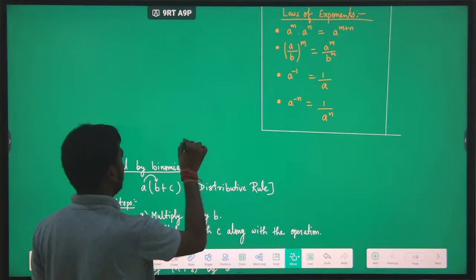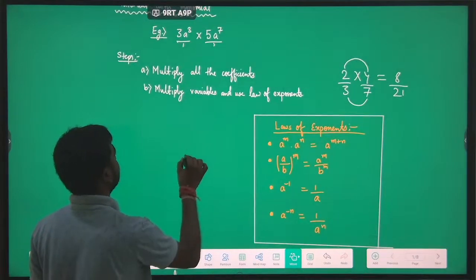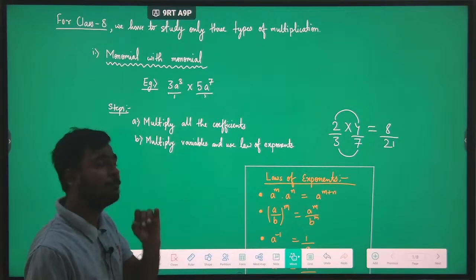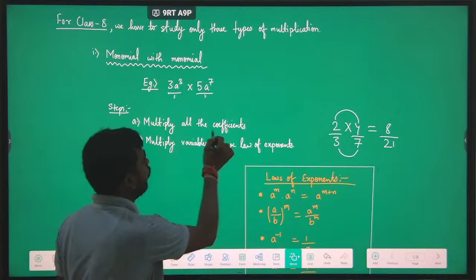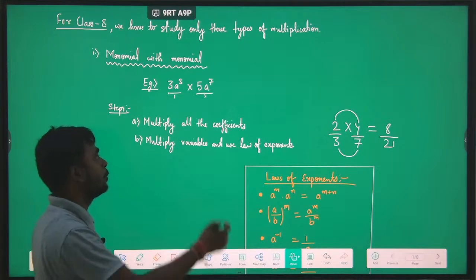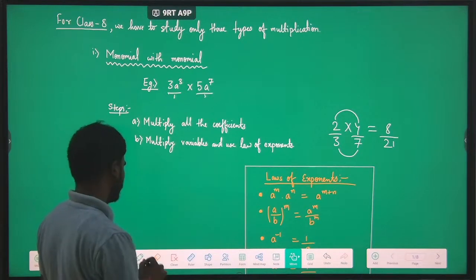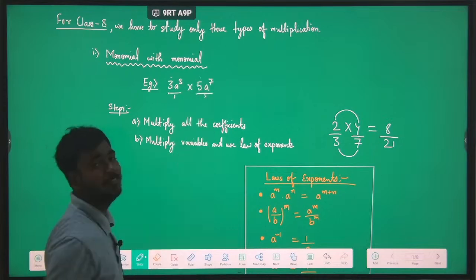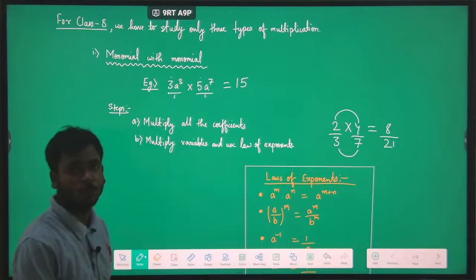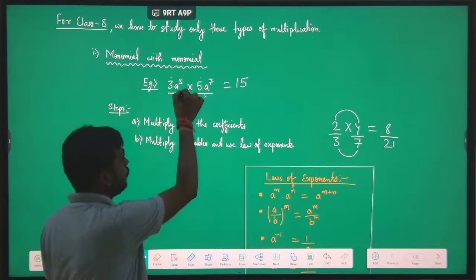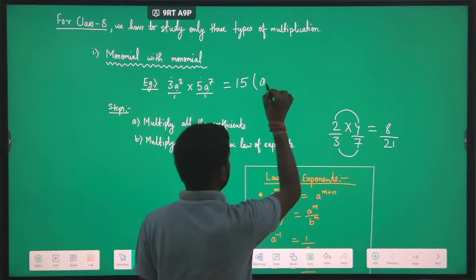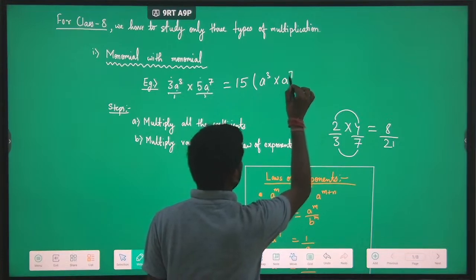How will we multiply monomial with monomial? So this was our question. What do we have to do? We have to multiply all the coefficients first. When we are multiplying monomial with monomial, we have to multiply the coefficients first. So this 3 will be multiplied with 5 and we will get 15. 3 into 5 is 15. And this a cube will be multiplied with a to the power 7.